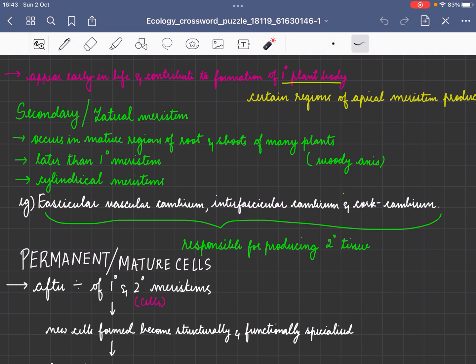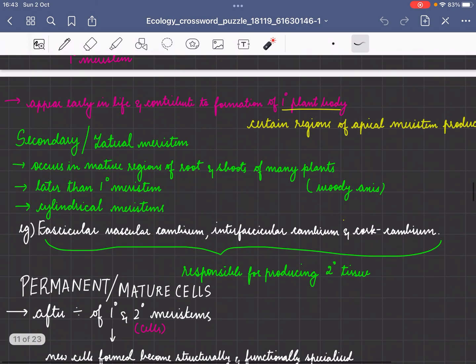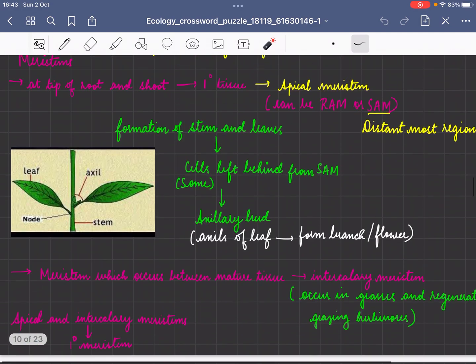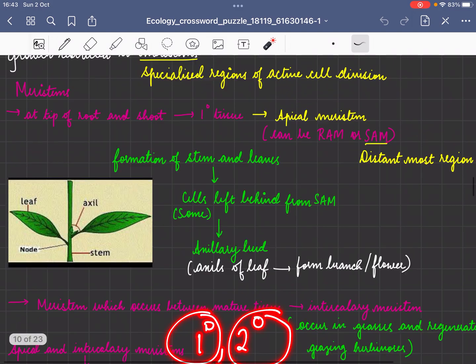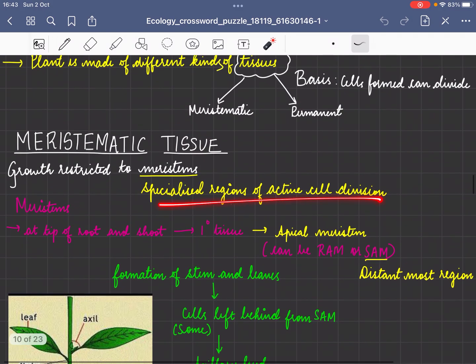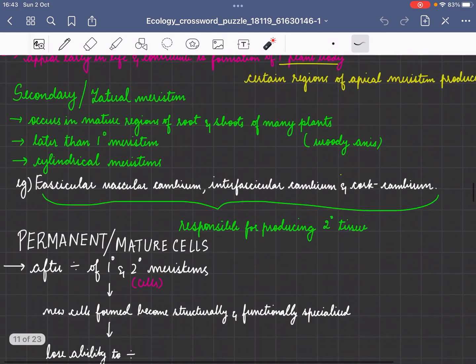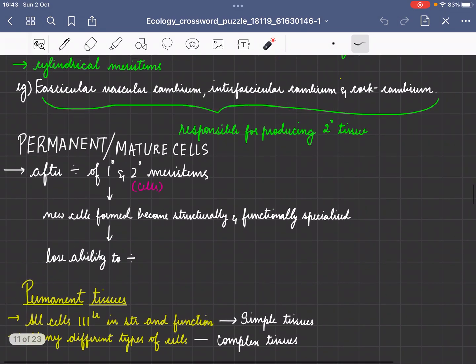So this is about the meristems. What exactly are meristems? We have primary meristem and secondary meristem, and we learnt what meristems are in general. Now we just studied the meristematic tissues, and that's all about them. Now we're going to study the permanent or mature cells.